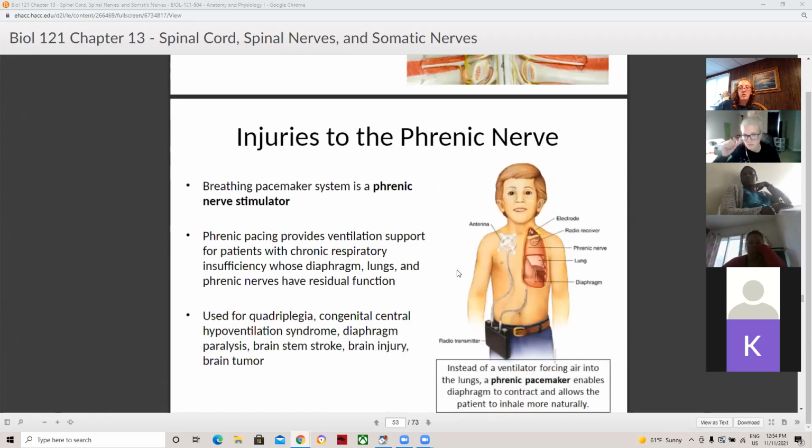Injuries to the phrenic nerve. As technology is getting better, and I cannot remember when he died, but I think it was like in 2010 or something to that effect. But since then, technology's gotten a little better, and we have pacemakers for the heart, but we also have pacemakers that can stimulate a phrenic nerve. And what they do is they provide ventilation support for patients with chronic respiratory insufficiency, whose diaphragm, lungs, and phrenic nerves may have some residual function.